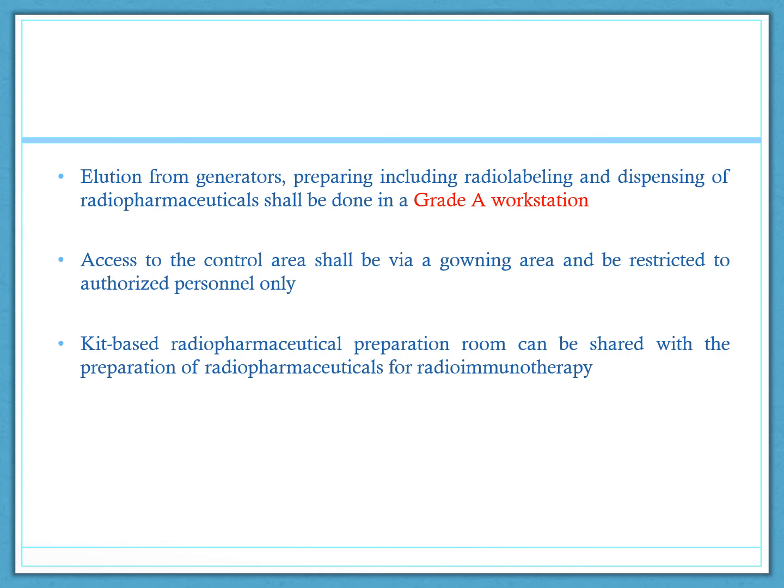In terms of elution from generators, preparing, including radiolabeling and dispensing of radiopharmaceuticals, shall be done in a grade A workstation. Access to the control area shall be via a gowning area and be restricted to authorized personnel only. And the kit-based radiopharmaceutical preparation room can be shared with the preparation of the radiopharmaceutical for radioimmunotherapy.